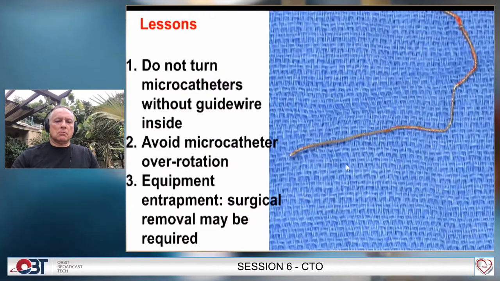What it teaches us is that it happened. Let's see why it happened, which was in part because we removed the wire and rotated the Tornus. And now we should never make the same mistake again.